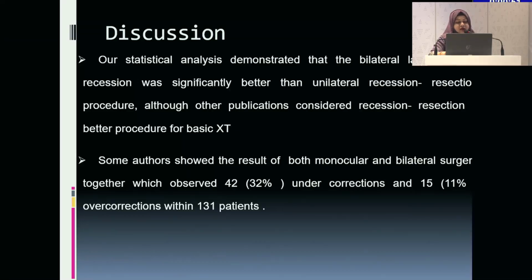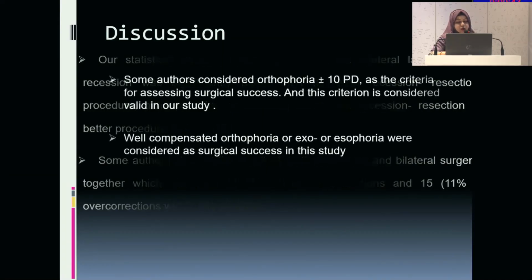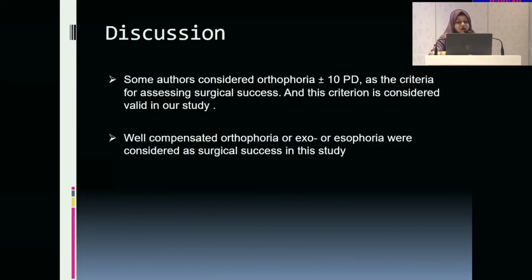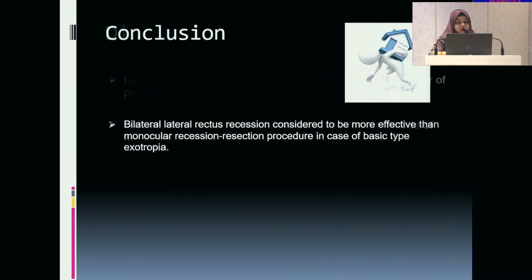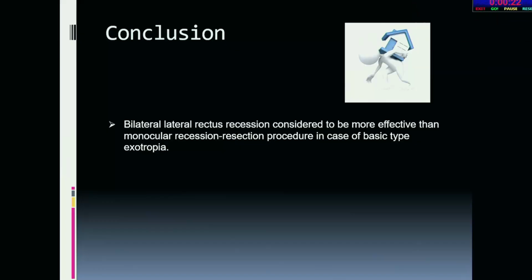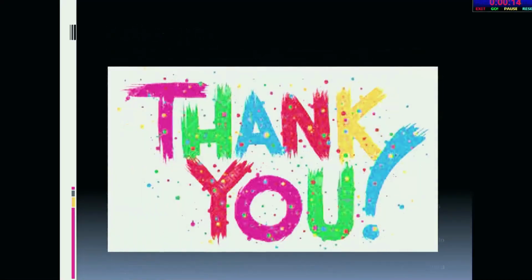Some authors showed the results of both monocular and bilateral surgery together, and observed 42 patients with undercorrection and 15 patients with overcorrection among 131 patients. Some authors considered orthophoria plus or minus 10 PD as the criteria for assessing surgical success, while compensated orthophoria or esotropia were considered surgical success in this study. So my conclusion is that bilateral lateral rectus recession is more effective than the monocular procedure in cases of basic type exotropia. This is my reference. Thank you for your patience in hearing.